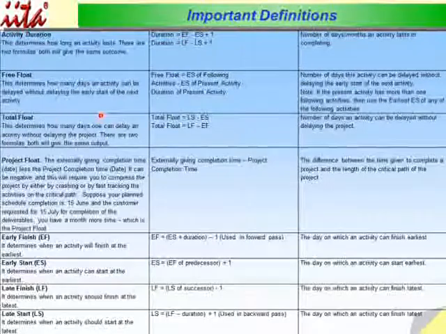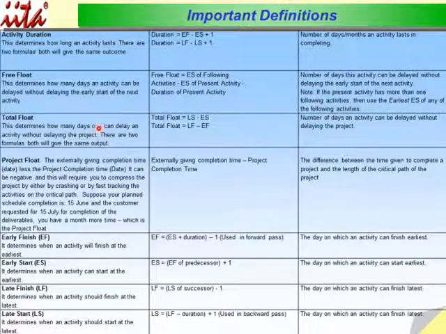Total float: this determines how many days one can delay an activity without delaying the project itself, the project completion time. There are 2 formulas, both will give the same output. Total float is latest start minus early start, or total float is late finish minus early finish. The total float is the number of days an activity can be delayed without delaying the entire project completion time.